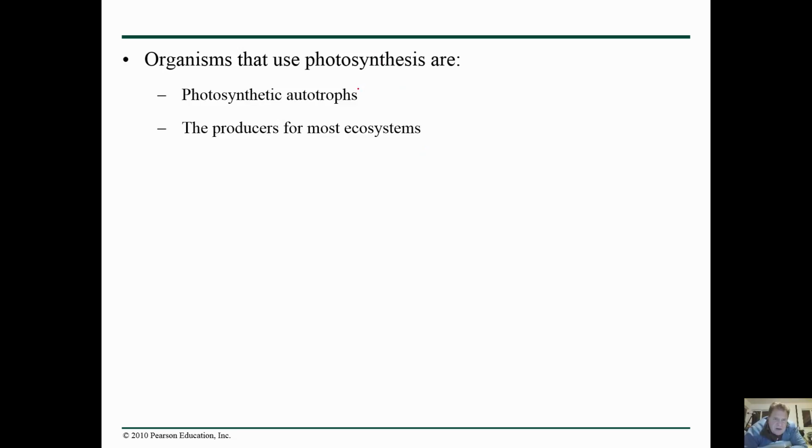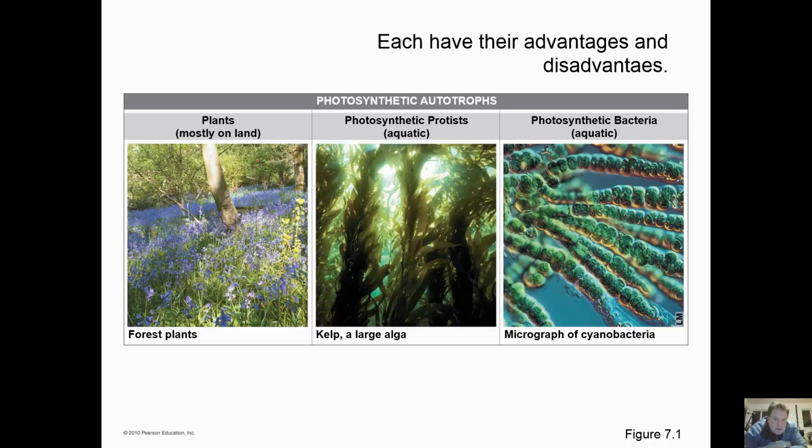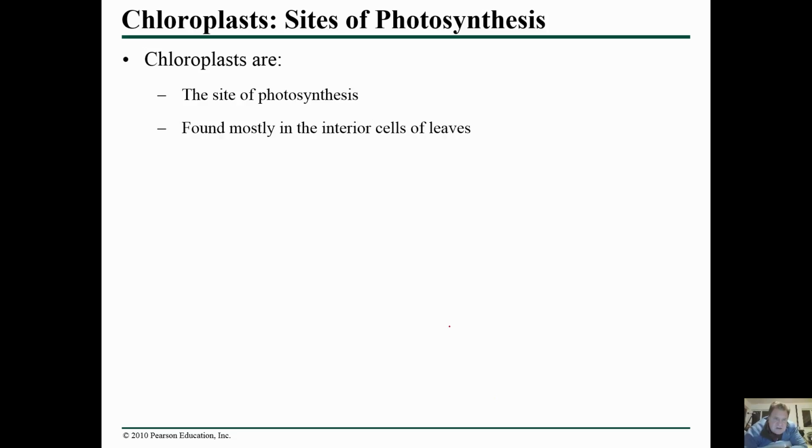Organisms that use photosynthesis are what we call autotrophs. They create their own food. They are the producers of most ecosystems, the little green stuff for the most part. They include plants, mainly on land. They include aquatic protists, which include the algae. Here's the great kelp that we see in California. It also includes cyanobacteria. These are prokaryotes that do it. And we think these little prokaryotes may have formed a symbiosis with the plants and with the algae in order to give us photosynthesis.